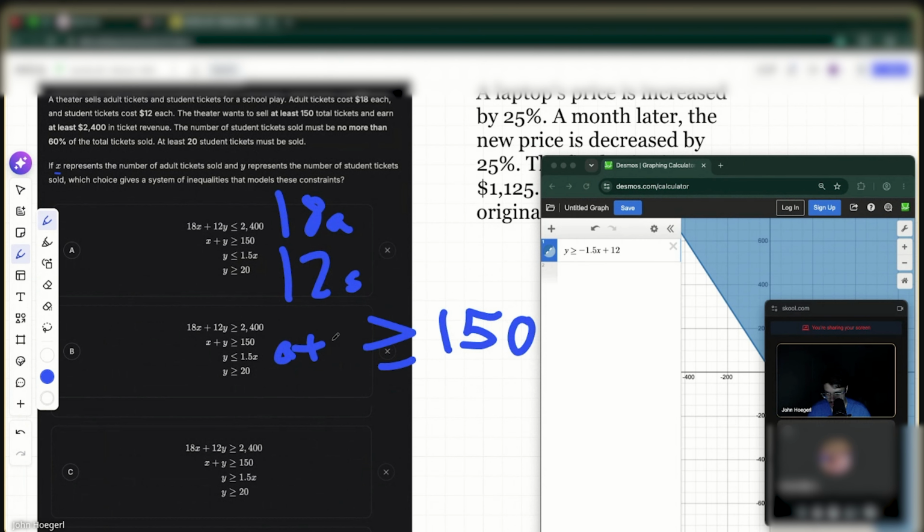I guess I'm kind of solving the problem here as well. But the total amount of tickets must be that. So A plus S, this is representing each the amount. So that's why it works.